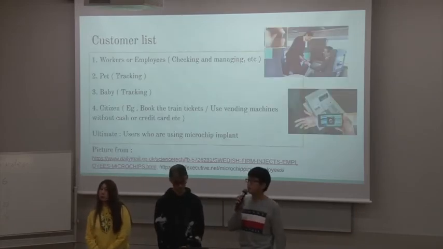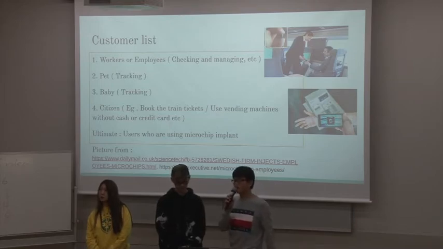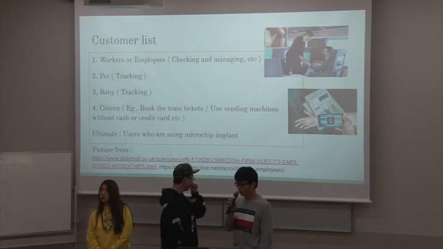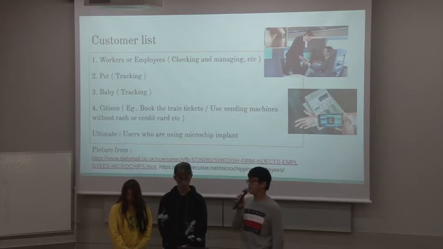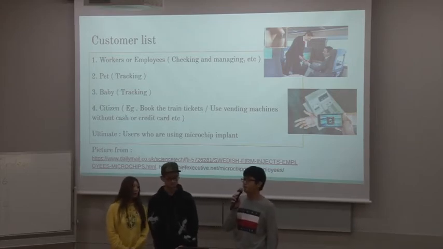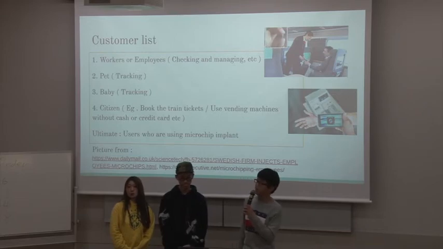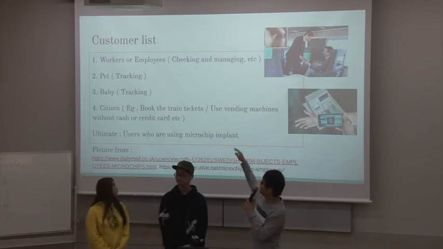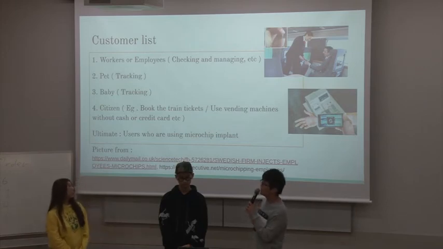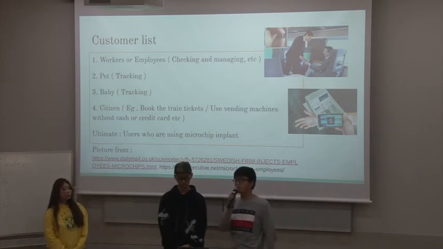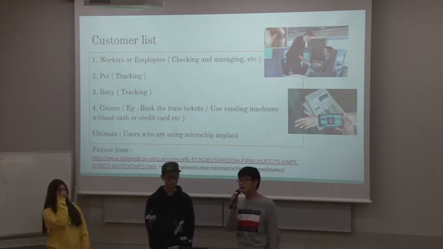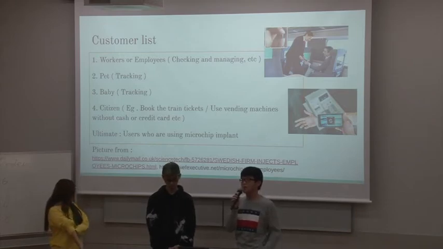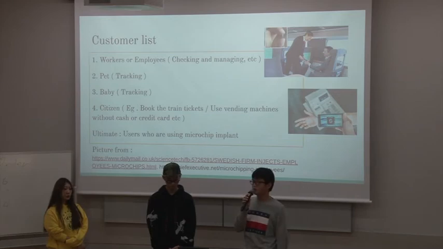Okay, so of course all the users are our customers, but I try to group them into 4, though of course there will be more. Firstly, the workers or employees, because they are using this for handling some office data or info. Next, pets and babies. They are different groups, but I sum them up because they are using it for tracking. For example, if they get lost in some department, if we have a microchip implant, of course we can find them. But of course it also holds personal info like the owner's address or phone number too. So there will be some privacy concerns there. So that's why we need to have cybersecurity.